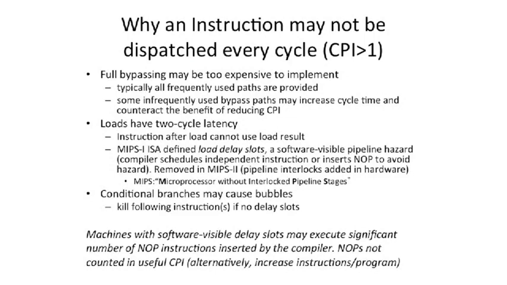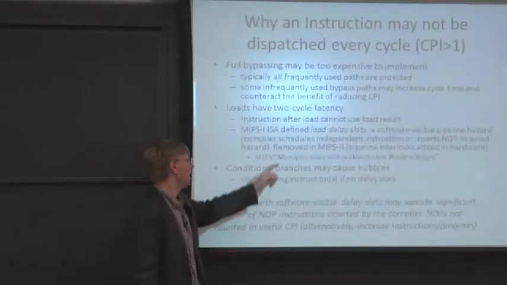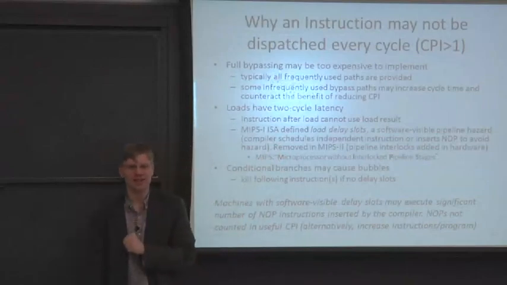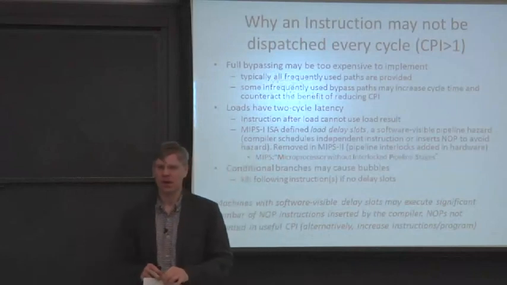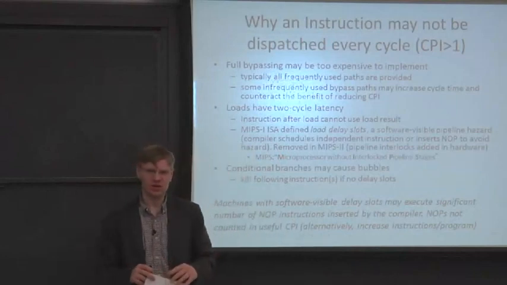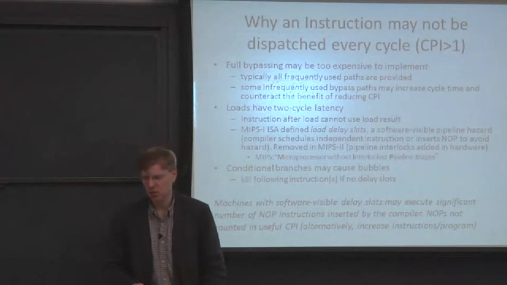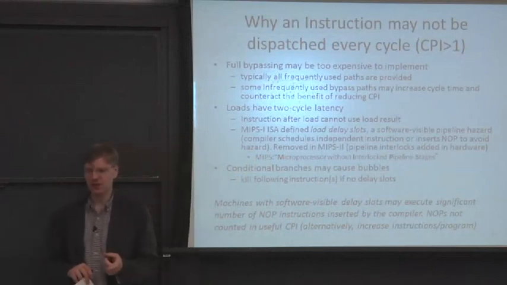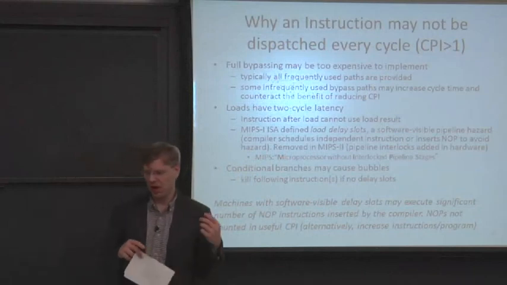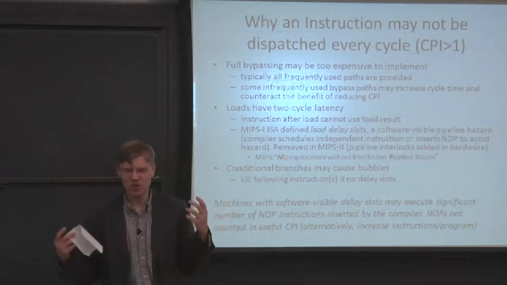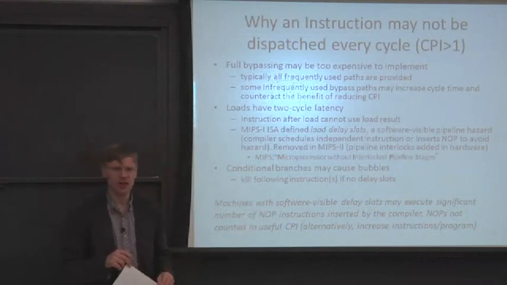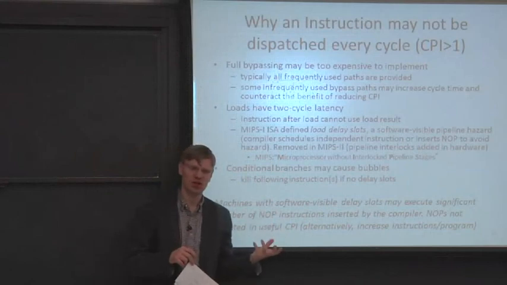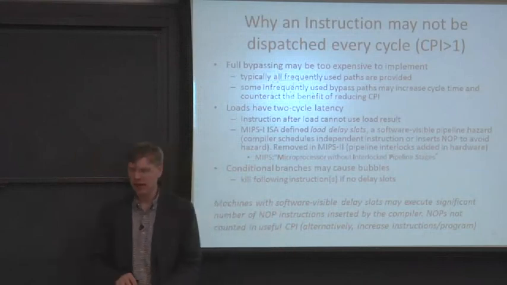One interesting thing is that the MIPS 1 architecture actually defines load delay slots, very similar to what we had discussed with branch delay slots. So MIPS 1 had load delay slots, which were software visible slots that you had to fill and could solve this pipelining hazard. The compiler would have to schedule some non-dependent instruction, an instruction which was not dependent on the load, into that spot.